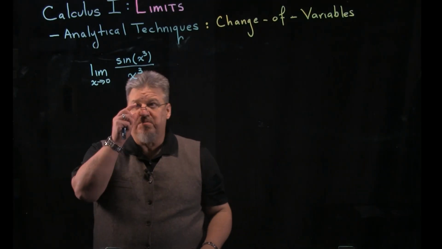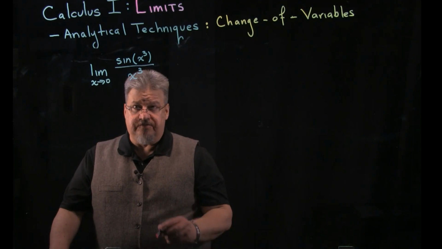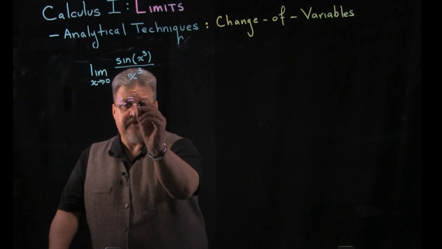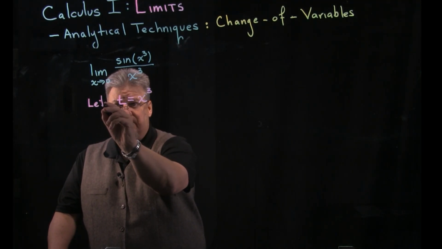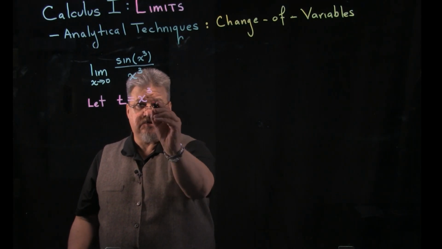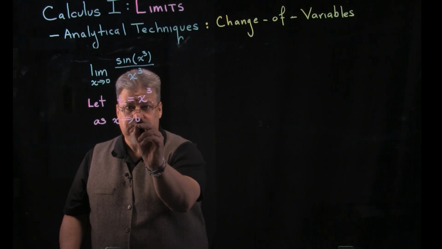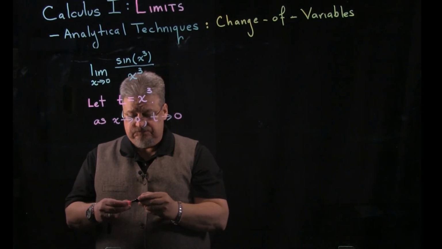Okay, let's consider a new problem. The limit as x goes to 0 of sine of x cubed over x cubed. So we see we have an inside function of x cubed. We want to engage in a change of variables, so let's let t equal x cubed. Then we see as x goes to 0, t goes to 0, since 0 cubed is 0.